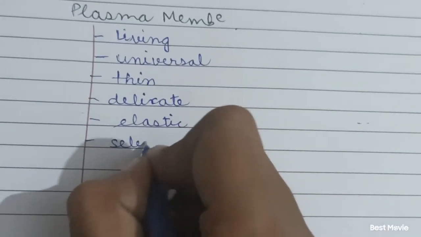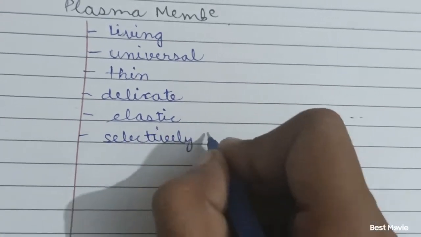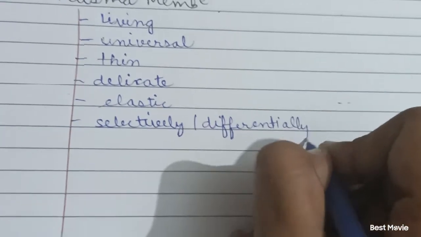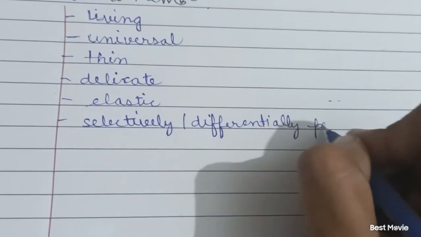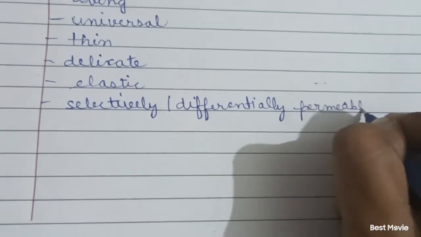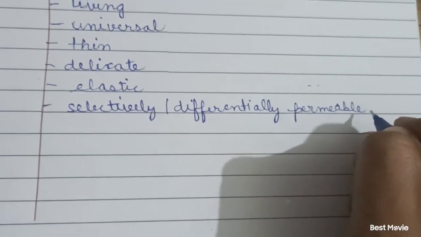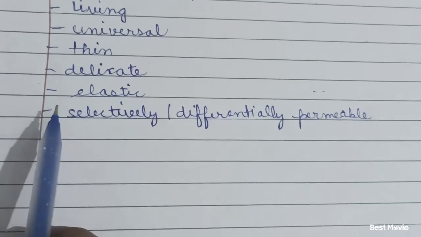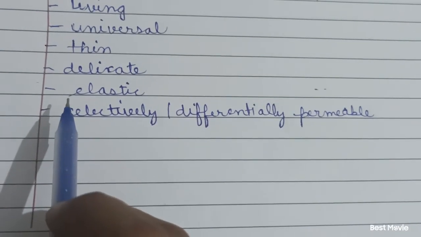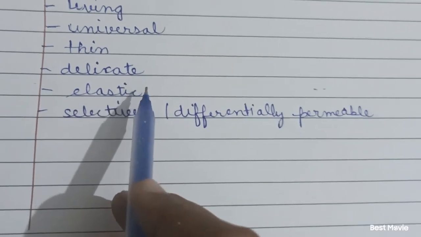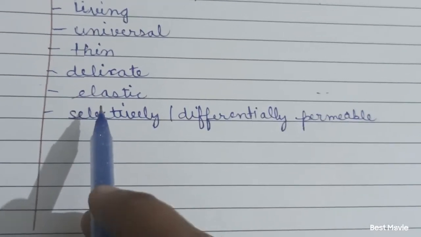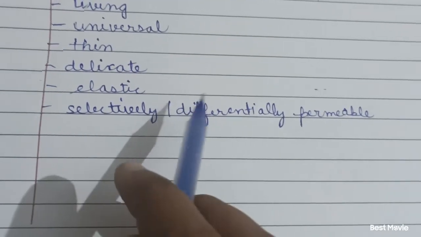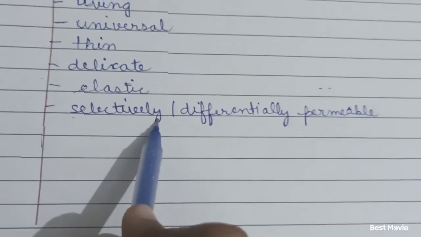Then it is selectively or differentially permeable in nature. Including me, I found several students confused between semi-permeable and selectively permeable. So I found a non-confusing answer for you. Selectively permeable is the one which allows entry or exit of selected items, meaning all solvents and some solutes. The solutes are selected, so it is called selectively permeable.